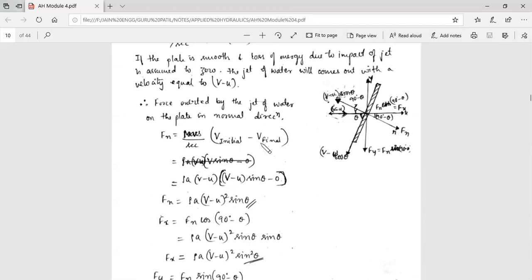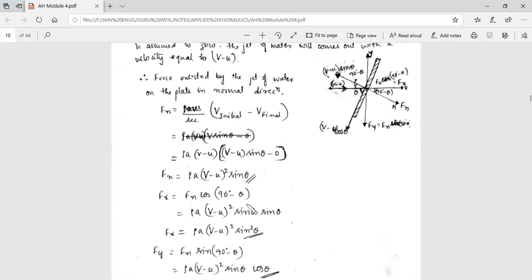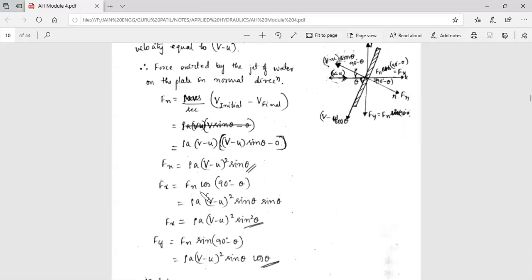The components of v minus u will be horizontal, that is Fx. Here you can see that is (v minus u) sin theta. From the previous derivation we have seen how we got this initial momentum. So final velocity will be 0. So therefore (v minus u) whole square sin theta, and Fx is F cos theta. So Fx we have already got, so that will be taken as sin theta. Cos(90 minus theta) is nothing but sin theta.